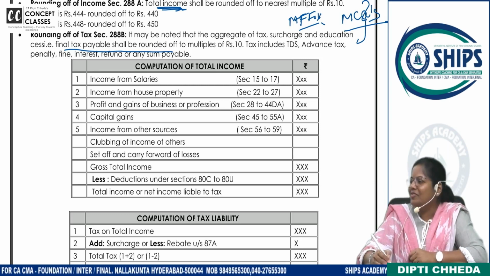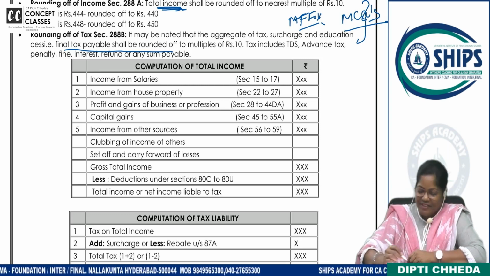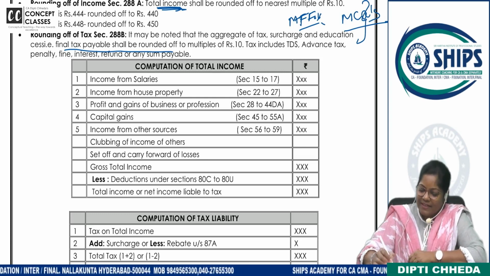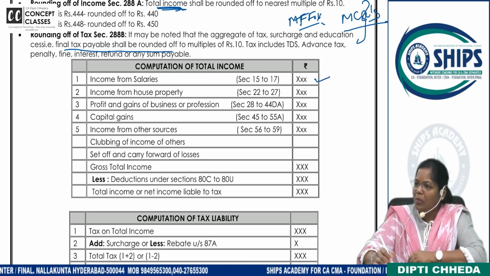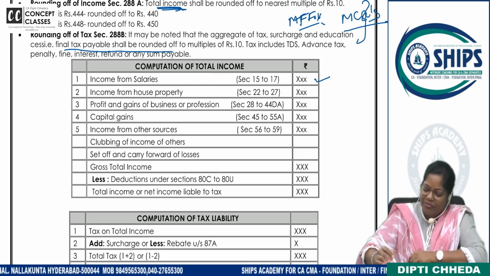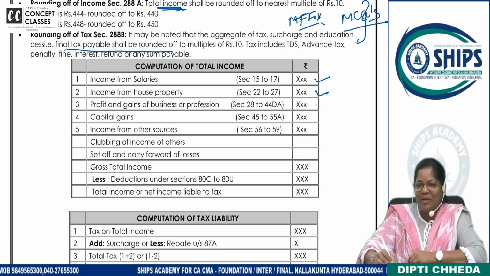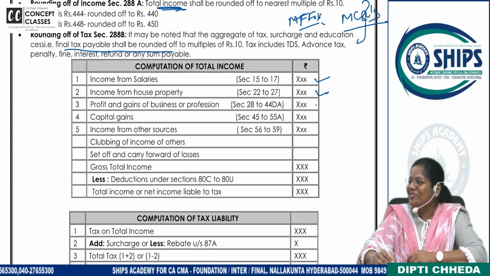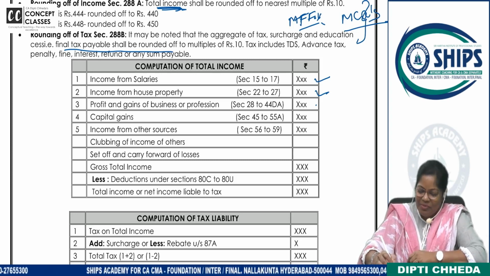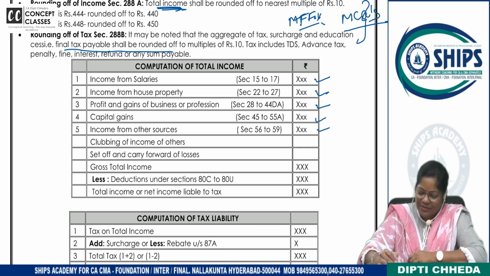This is the list of the total income. What is my first head of income? Salaries, employer-employee relationship. Income from house property, owner-tenant. And income from business and profession, then capital gain, then other sources.